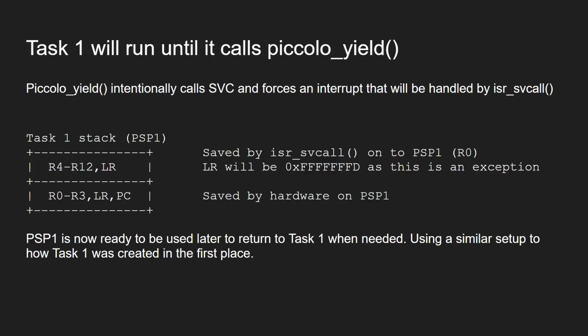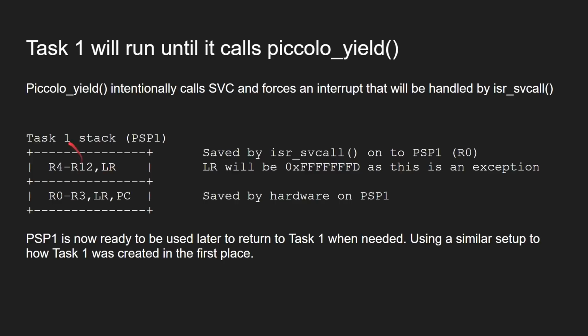And what does it do? Piccolo yield intentionally forces an interrupt to occur. So the hardware will automatically put these things onto the stack. Which stack? PSP, the process stack. So the main stack, which has the kernel state in, is not touched. It's all nice and pristine, doing whatever it likes.